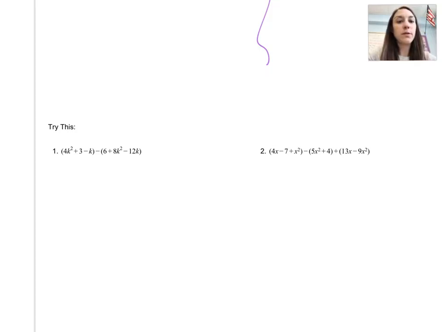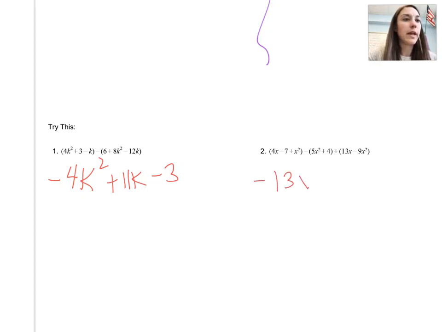The correct answer for number 1 should be negative 4k to the second plus 11k minus 3. And for number 2 should be negative 13x squared plus 17x minus 11. If you got any of these wrong and you have a question, please raise your hand and I will come over and help you.